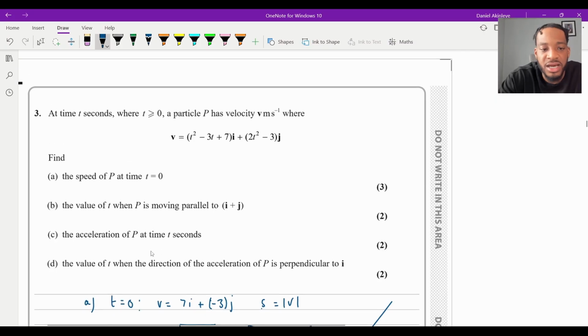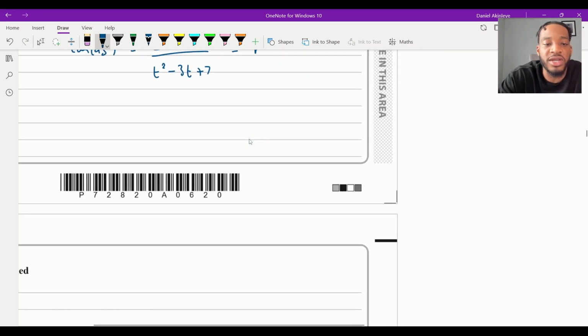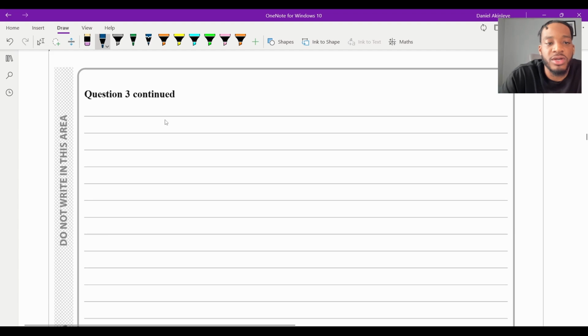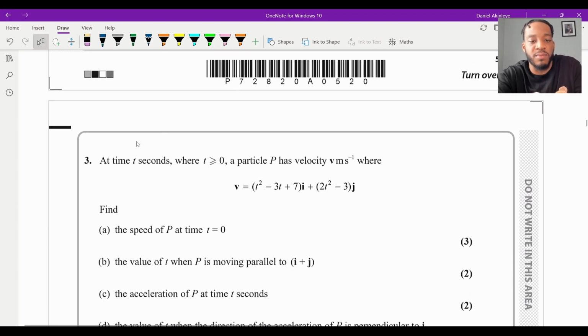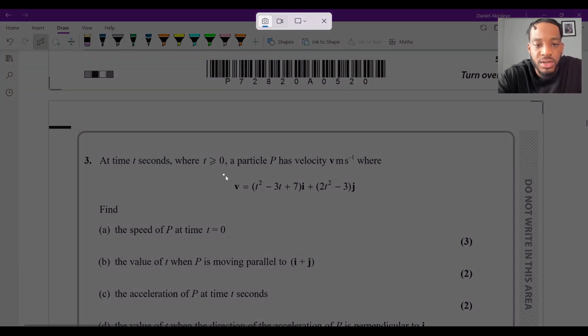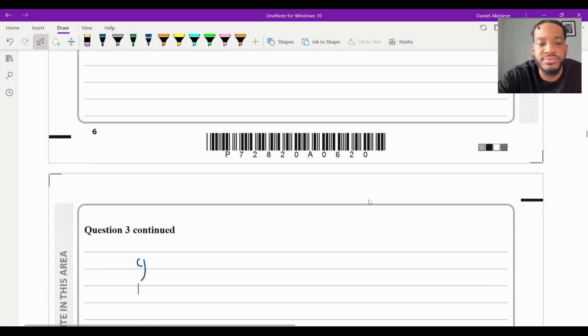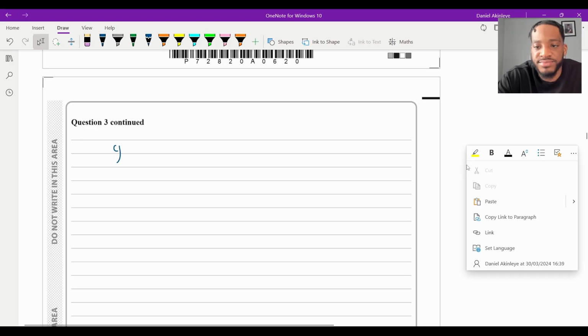Now part C says we need to find the acceleration of P at time t seconds. Okay, so we've got the velocity vector given to us. To go from the velocity to the acceleration, we just differentiate with respect to t, don't we? So let's go ahead and do this on the next page. Let us just get v again, so I don't need to keep going up and down. Let's put this here.